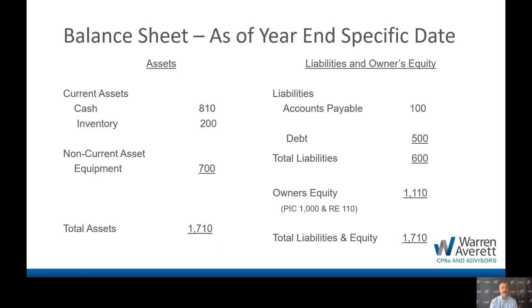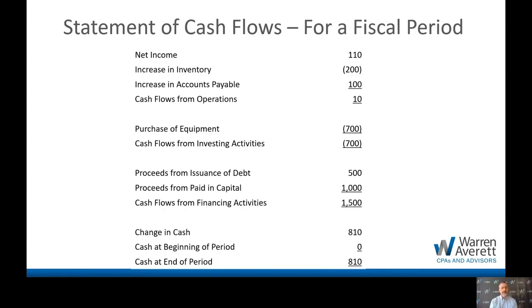On the right-hand side, we see that we owe accounts payable of $100. We have debt, and I'm calling that debt. It's where we borrowed money, probably from a bank, of $500. And I'm going to assume that we borrowed that money to buy the computer. That's just part of the assumptions built into this model, so I can demonstrate this to you. And then finally, we have owner's equity and the balance sheet balances. And if that doesn't make sense to you, go back and watch the first video, because I think it'll be pretty well explained there. So now we go to the statement of cash flows for a fiscal period.